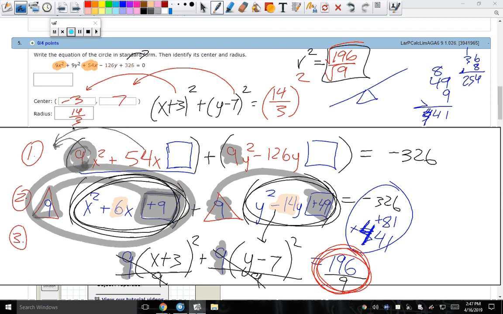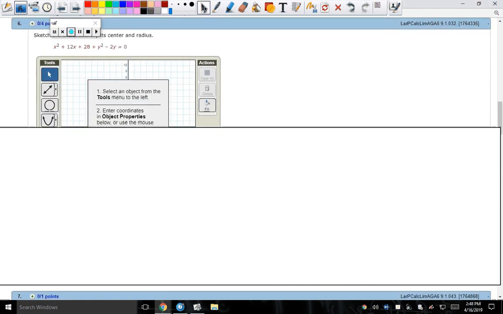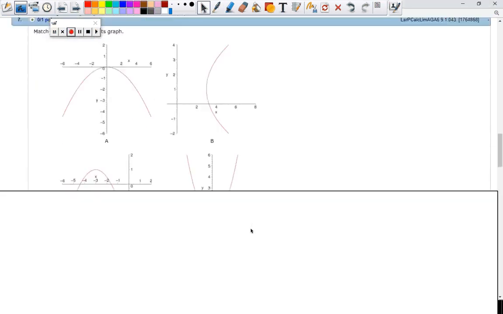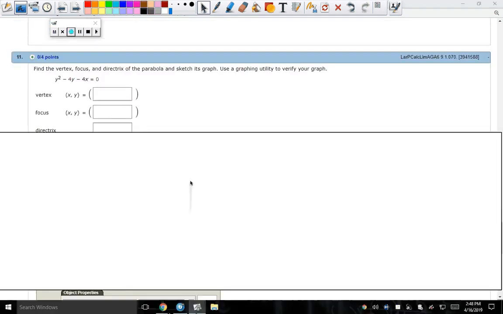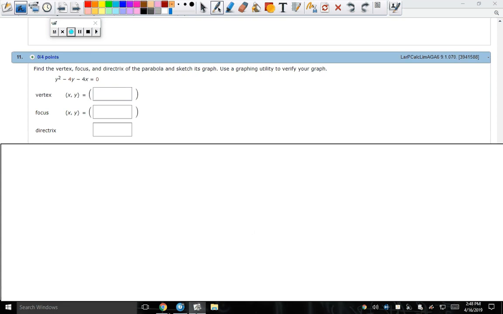Okay, what were the other ones that we were going to look at? 11 and 12, right? Okay, so let's go to 11. Find the vertex, focus, and directrix of the parabola and sketch the graph. Here we go. A parabola is either going to be this or it's going to be this. The top one looks left or right. The bottom one looks up or down.